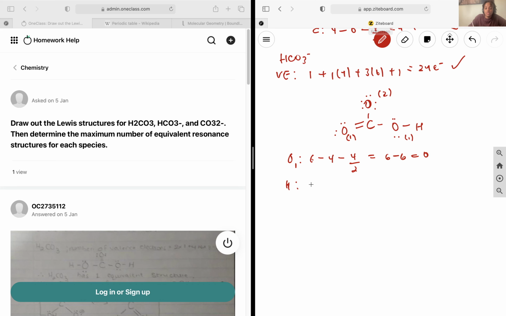Let's check in on our hydrogen. We're going to have 1 minus 2 over 2, which is 1 minus 1, so 0. On our carbon, we're going to have 4 minus 0 minus 8 over 2. 4 minus 4, going to give us 0.